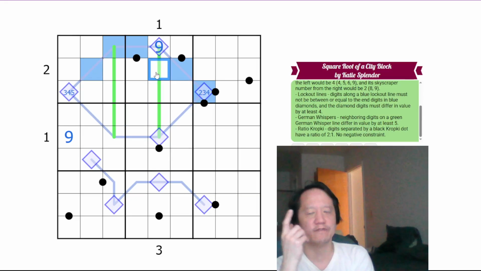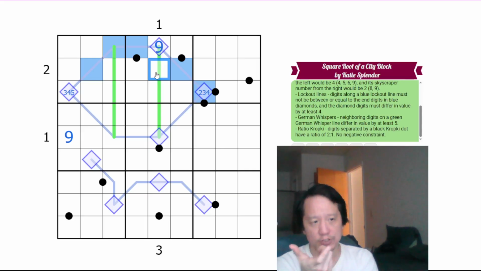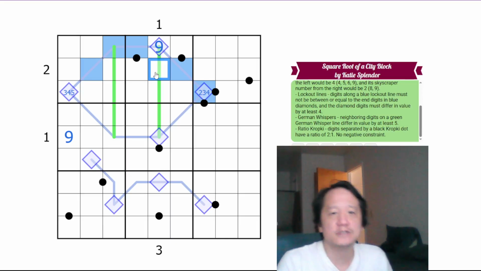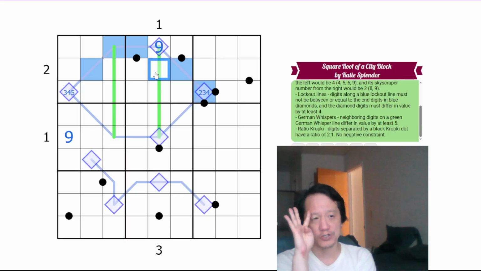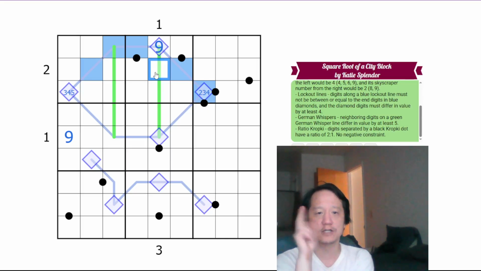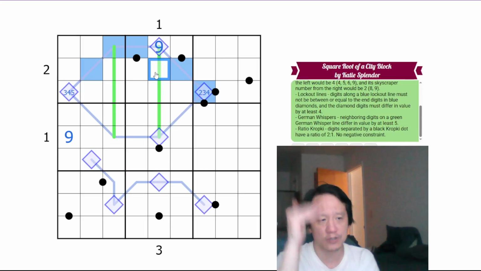On a whisper 5 line, you'll always alternate between low digits and high digits. Because what digits can be next to a low digit, which are the digits 1 through 4? 1 can be next to 6 through 9, 2 can be next to 7 through 9, 3 can be next to 8 or 9, and 4 can only be next to 9 on a whisper 5 line. So next to a low digit, you'll always have a high digit, and what can be next to a high digit, which are 6 through 9? 6 can be next to 1, 7 can be next to 1 or 2, 8 can be next to 1 through 3, and 9 can be next to 1 through 4, all of which are low digits.